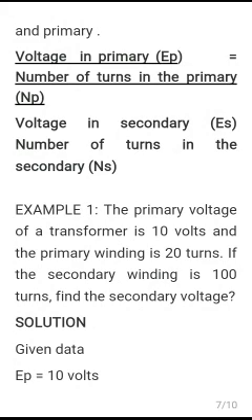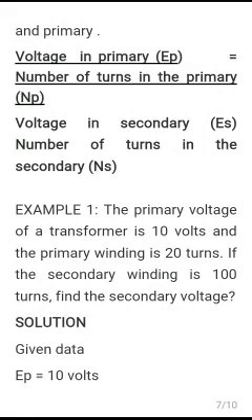Example 1. The primary voltage of a transformer is 10 volts and the primary winding is 20 turns. If the secondary winding is 100 turns, find the secondary voltage.